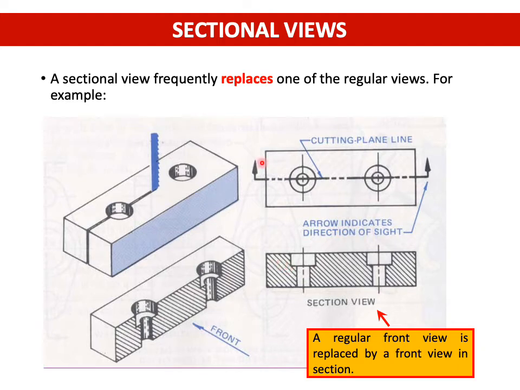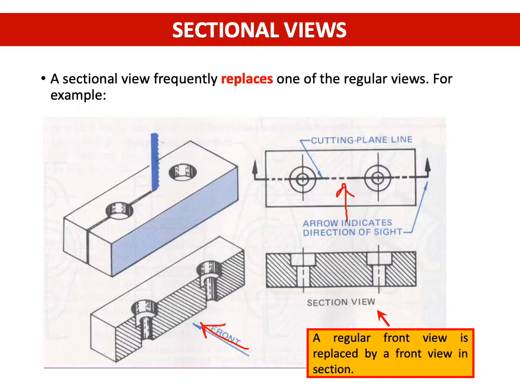And a sectional view frequently replaces one of the regular views. So here, for example, if you cut it in half, this will be your top view. This object is being cut by a saw, so this line shows you the cutting plane line. At the two ends of this line you will see arrows. These arrows indicate the direction of sight, meaning you will see your front view here.